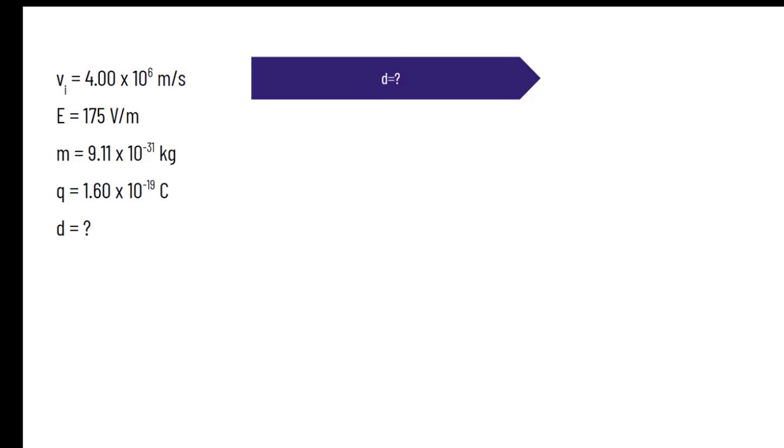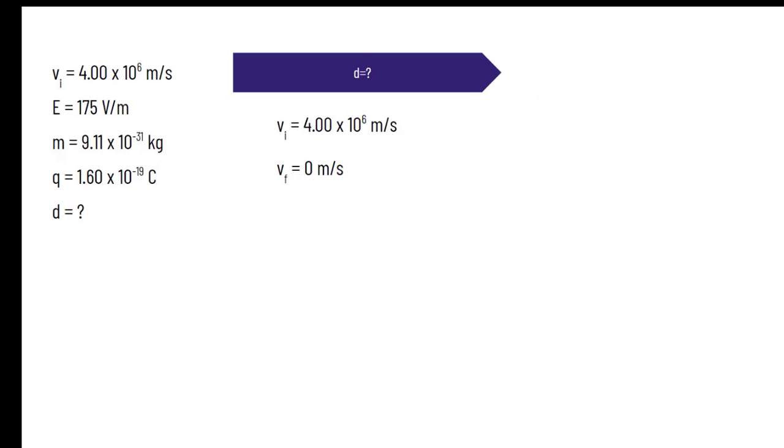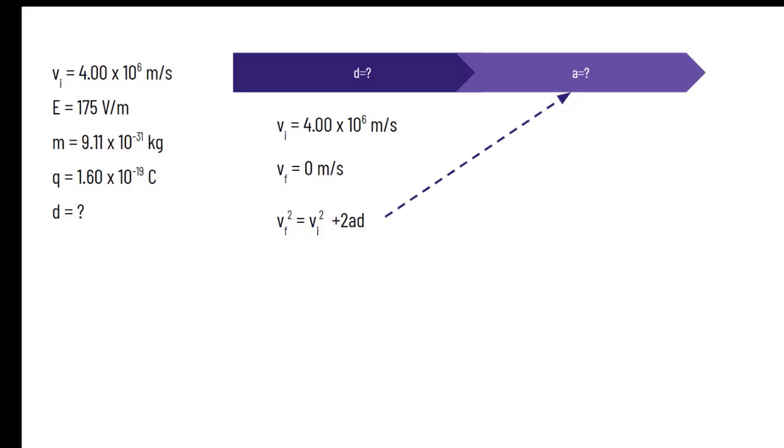Well, we know that the initial velocity is VI equals 4 times 10 to the 6 meters per second. We know that it comes to a stop, which is 0 meters per second. So because there's a change in velocity, we know there's an acceleration. So we're going to look at our formulas for acceleration that we used a lot in Physics 20. Because we have VI and VF, we need to find A as well as D. The one that comes to mind is VF squared equals VI squared plus 2AD. However, to find D, we still need A. So let's look at a way to find A.